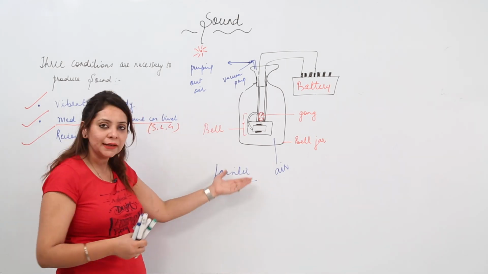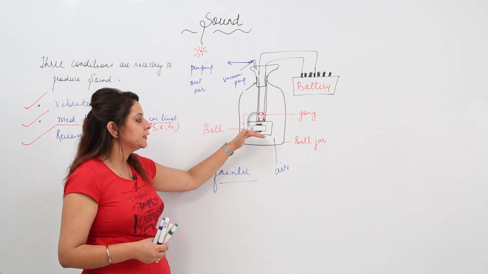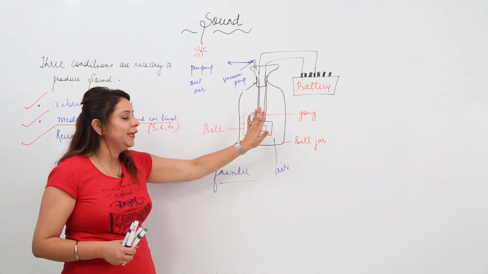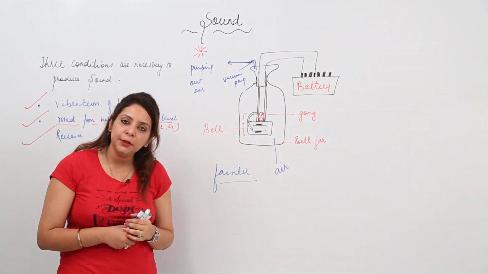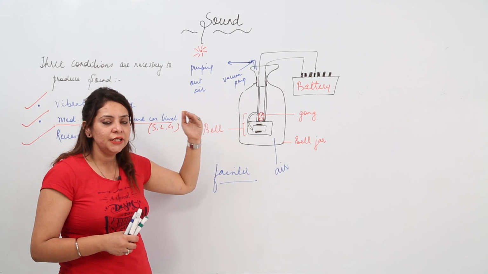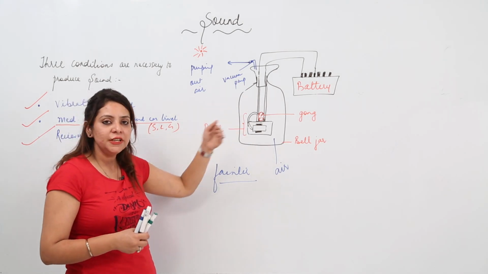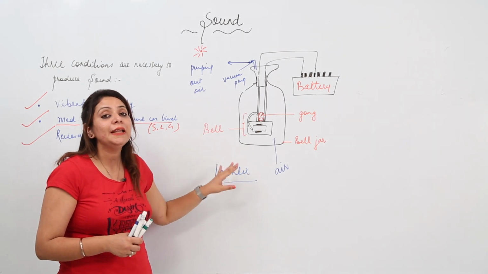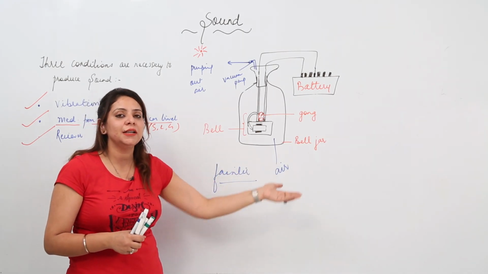Just try this activity: take a bell jar with a fitted bell inside whose terminals are connected to a battery. The bell is ringing and we can clearly hear the sound of the ringing bell. Now by the use of a vacuum pump, we start pumping out air. When we pump out air, the bell is ringing and we can hear the sound, but it is not as loud as when we started the activity.